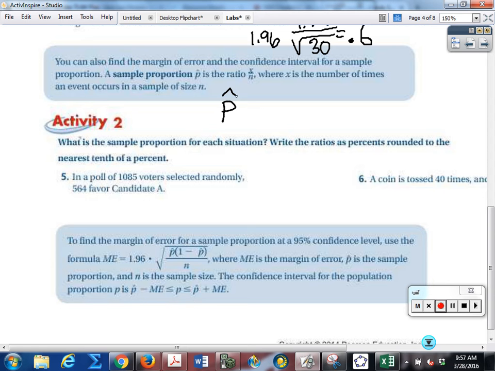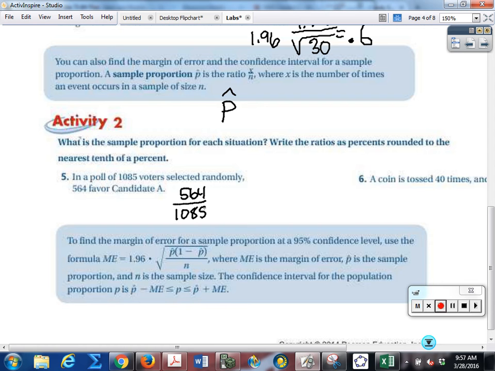So this one, write the ratios as percents, rounded to the nearest tenth of a percent. If you had 1,085 voters and 564 favor candidate A, what is the sample proportion? So this is just going back to simple: what's the proportion of people who voted for candidate A? Okay, 564 over 1085, which rounded to 62 point what?